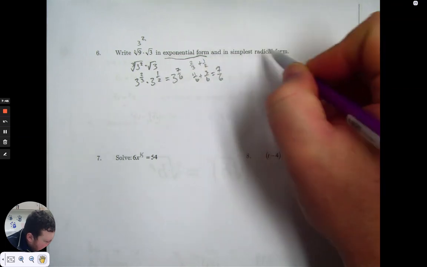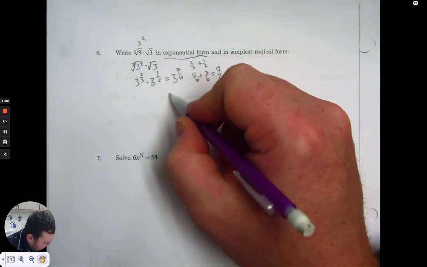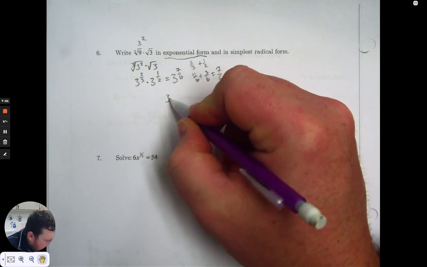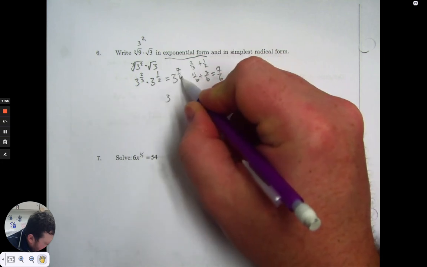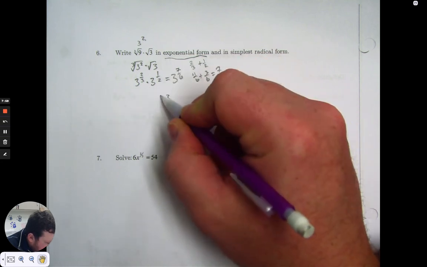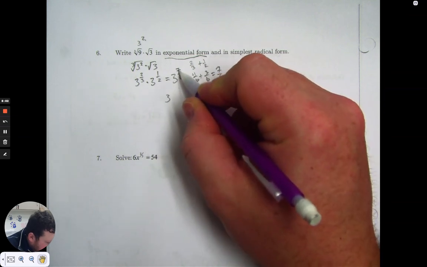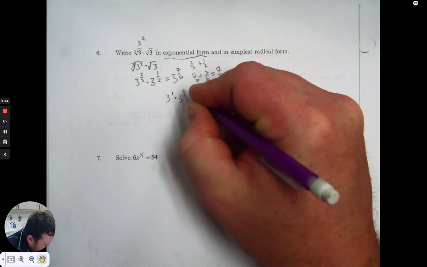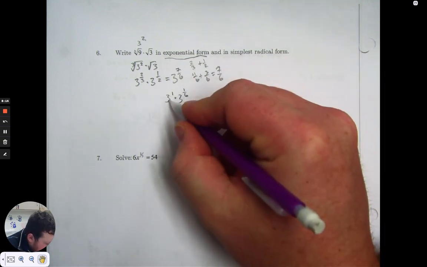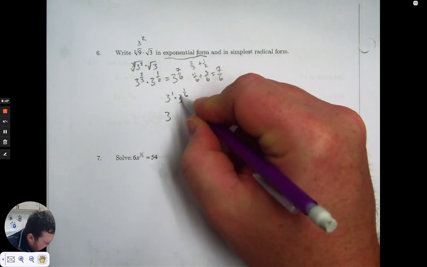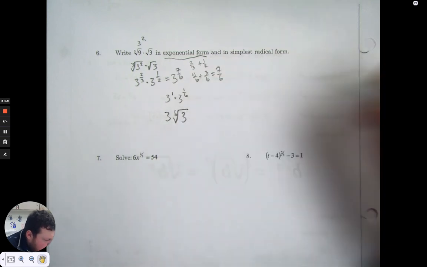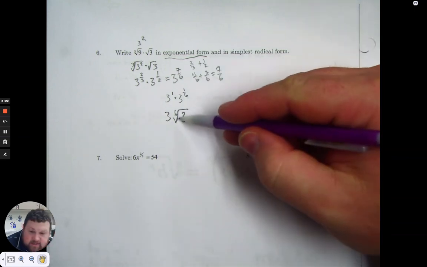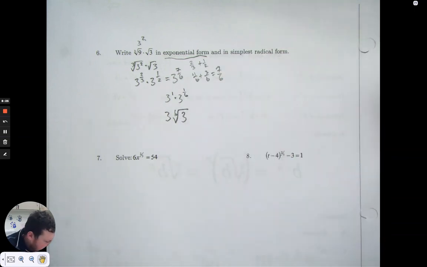And then when we want to write it in the simplest radical form, we'd have the 6th root of 3 to the 7th power, but we can simplify this down. This is really 3 to the 1st power times 3 to the 1/6 power. So 3 to the 1st power we just leave as 3, and 3 to the 1/6 power is just the 6th root of 3. So it's 3 times the 6th root of 3.